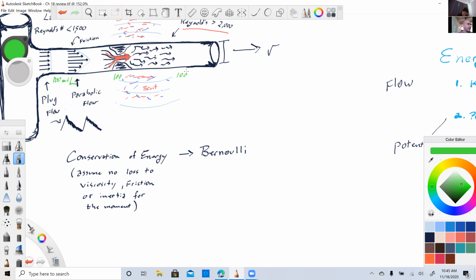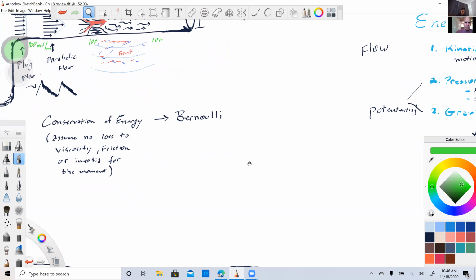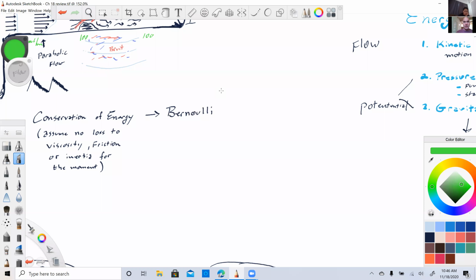Conservation of energy is a little bit different. Now we're getting into Bernoulli's principle. And for this, let's just assume no loss to viscosity, friction, or inertia. Let's pretend everything else is perfect in life, and we have a total conservation of energy. He really doesn't get too much into the mathematics at all. He basically just says this, and we've kind of already talked about this.